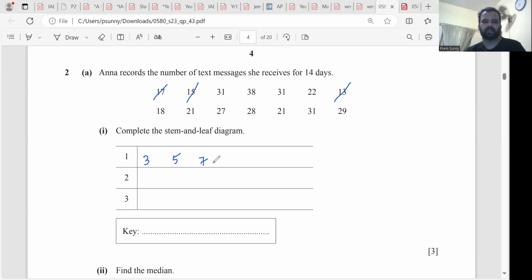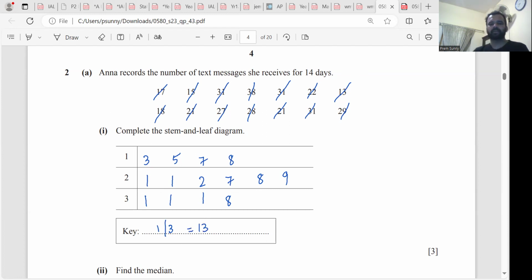So 1 and 7. Is that it? Okay, no, one more, 1 and 8. So 18. Now let's check 2. 20, 21 is there. 21 is there twice. So 21. And then we have 22. So 22 is there. And then we have 27, 28, and 29. Now in the 30 range, 31, 31, 31. And we have 38 as well. So 38. Now the key will be, for example, 1, 3 will be represented as 13.